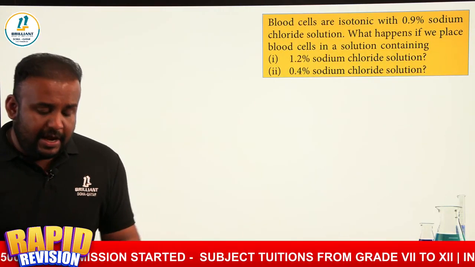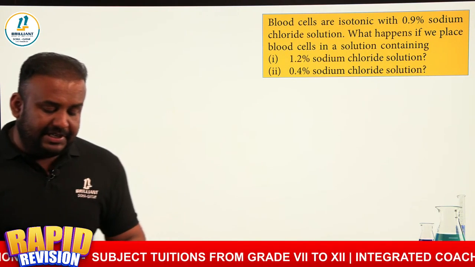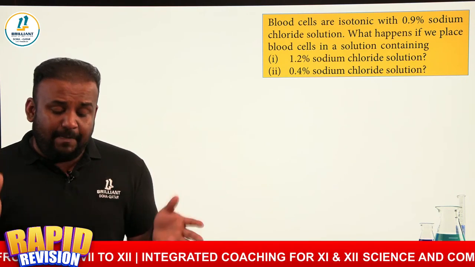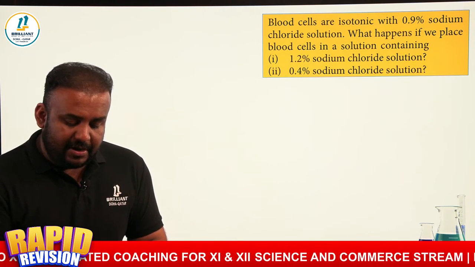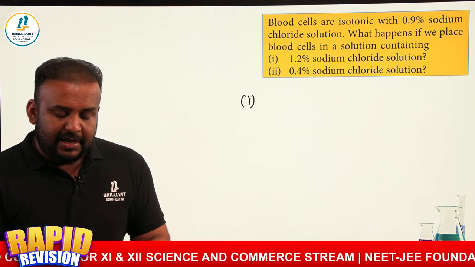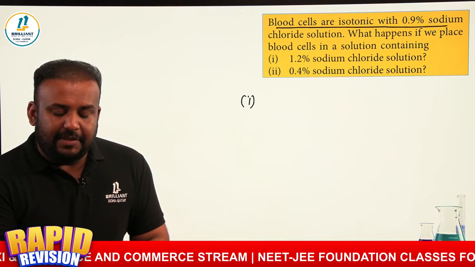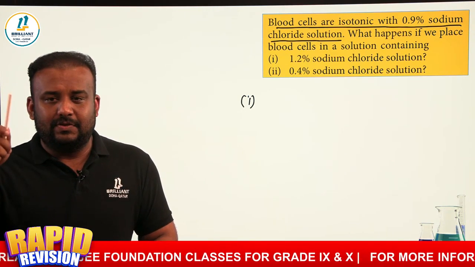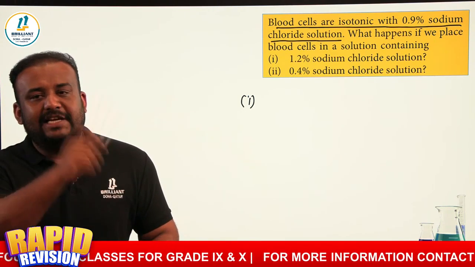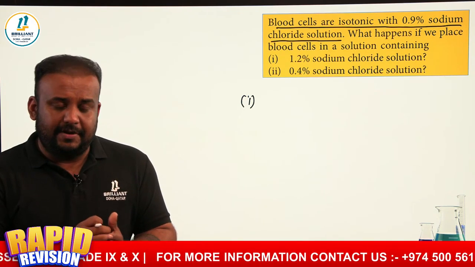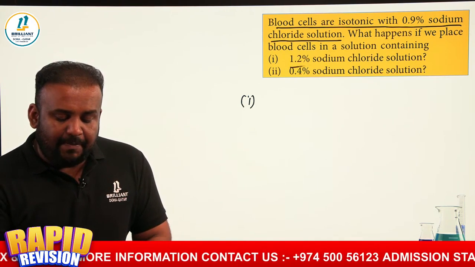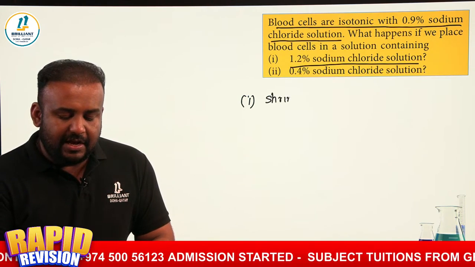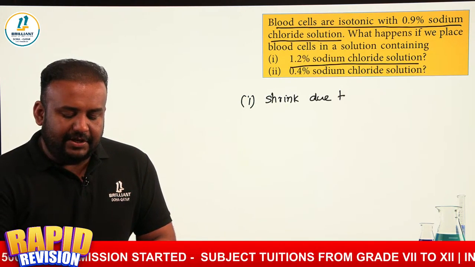Okay, answer quickly. Blood cells are isotonic with 0.9% sodium chloride solution. What happens if we place blood cells in a solution containing 1.2% sodium chloride? Come on, fast. I would ask you to remember this also. The human blood is isotonic to 0.9% saline. Now you are placing it in 1.2%. What will happen? It will shrink due to exosmosis.